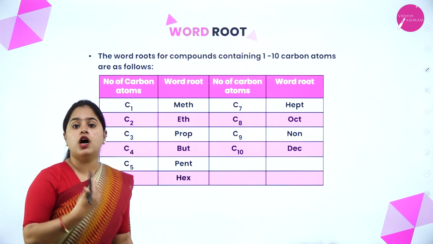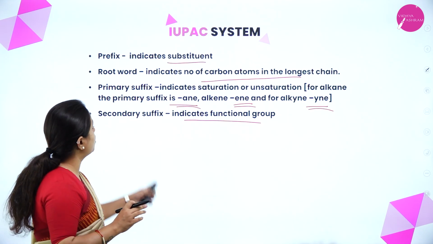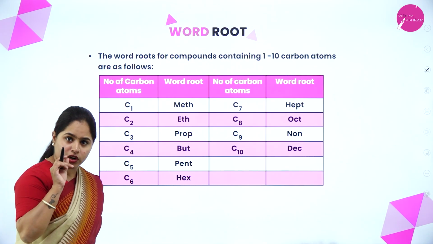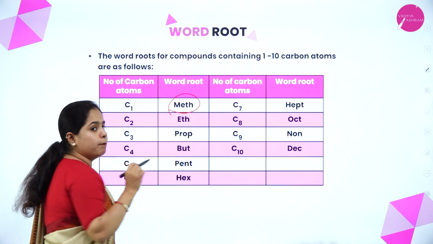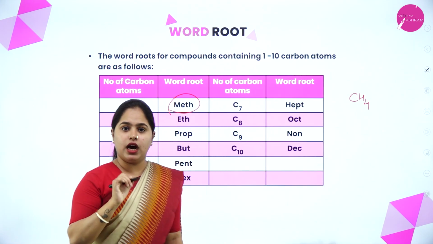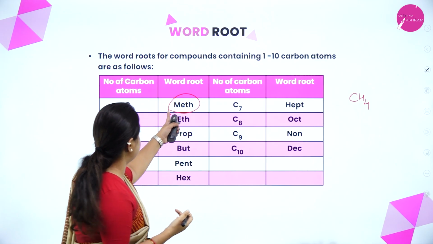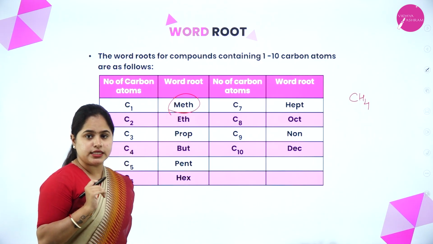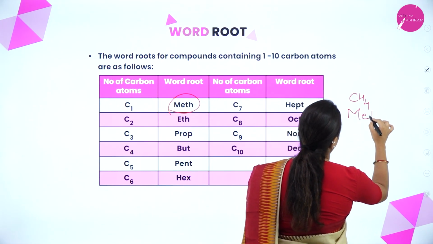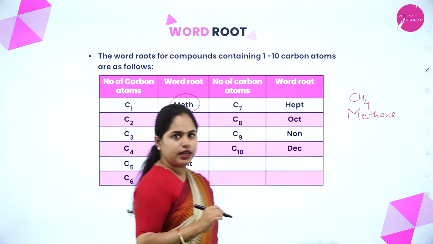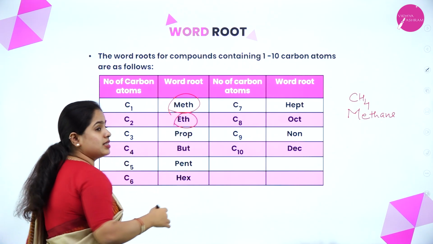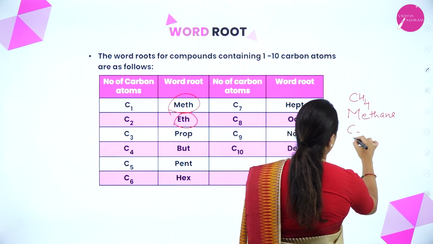Now, certain examples of word roots are given here. As I said, what is the word root? It indicates the number of carbon atoms in the longest chain. If there is only one carbon atom, the word root will be meth. Let's take the example of CH4. Only one carbon atom is there, so the word root is meth, and it is an alkane. So the name of this compound will be methane. Now the second one is eth. If two carbon atoms are there, the word root is eth. So let's take C2H6.